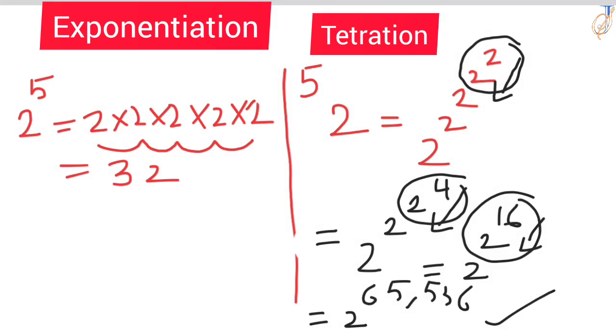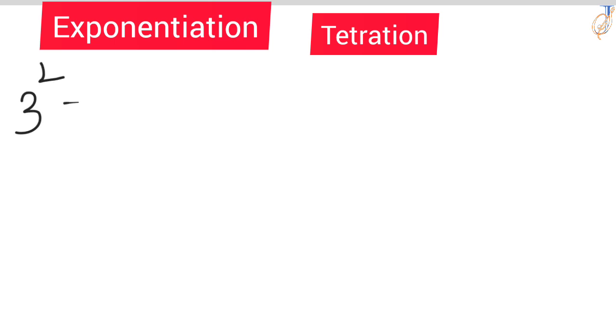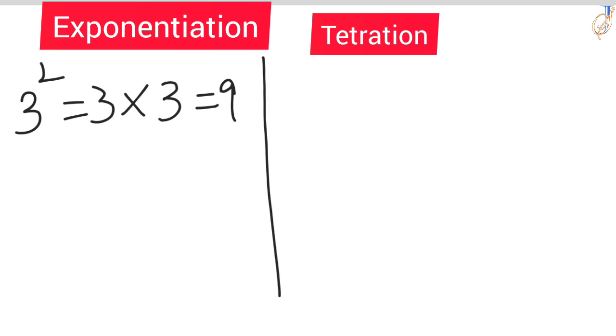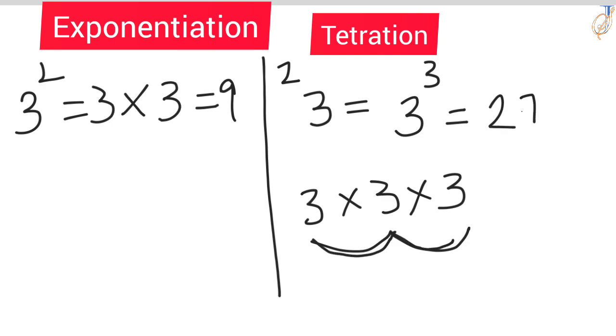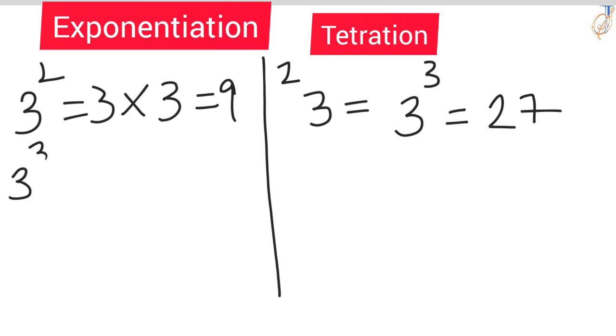Let's check in case of 3. What is 3 square? 3 times 3, which is equal to 9. It is in exponentiation. What is tetration? 3 tetrated to 2. You have to write 3 power 3 as 2 times. So which is 3 power 3. What is 3 power 3? The meaning is 3 times 3 times 3. So 3 times 3 is 9. 9 times 3 is 27. Let's check 3 power 3. So 3 power 3 is 27.